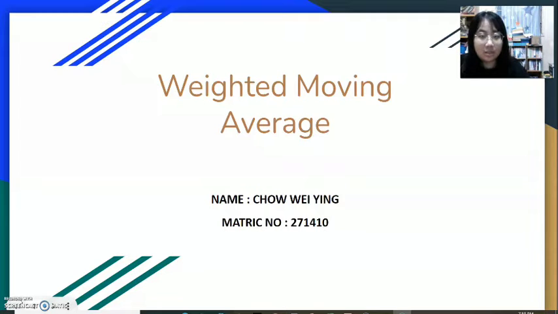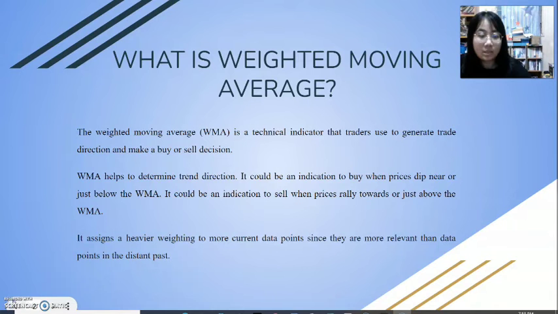I'm going to talk about the weighted moving average and how to choose the weight of moving average. First of all, what is weighted moving average? The weighted moving average, WMA, is a technical indicator that traders use to generate trade direction and make a buy or sell decision. Weighted moving average helps to determine the trend direction.